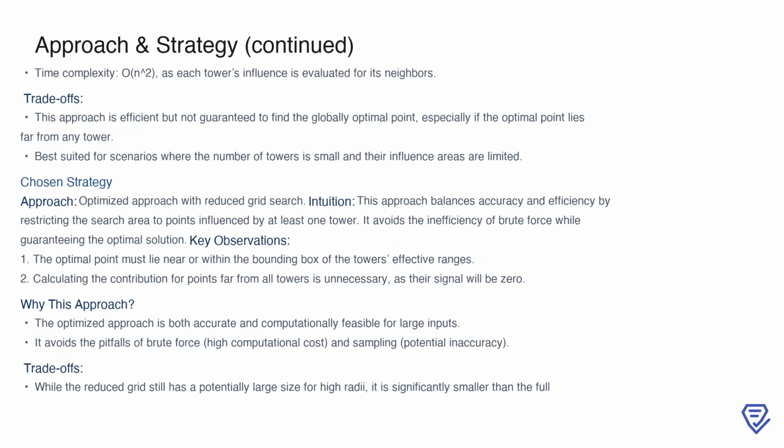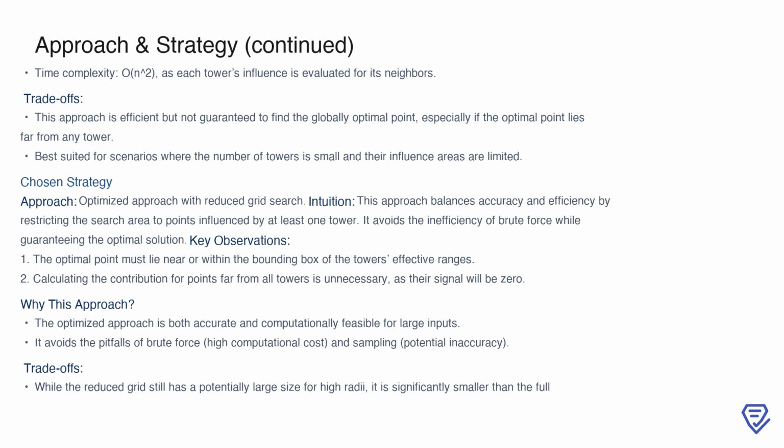Another alternative is the coordinate sampling approach, where we test a smaller, strategic set of points instead of an entire grid. This method leverages the observation that the optimal coordinate is likely to be near a tower, as towers contribute the highest signal quality to nearby points. Here, we evaluate the network quality at each tower's location and its immediate neighbors. By calculating the total quality for this limited set of points, we can efficiently determine the best coordinate.